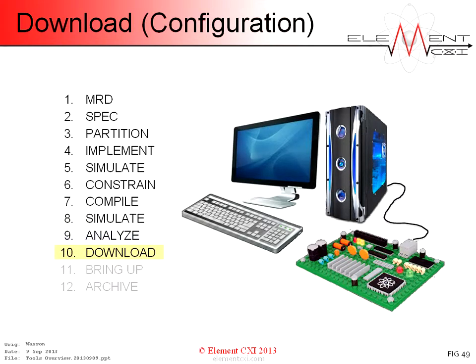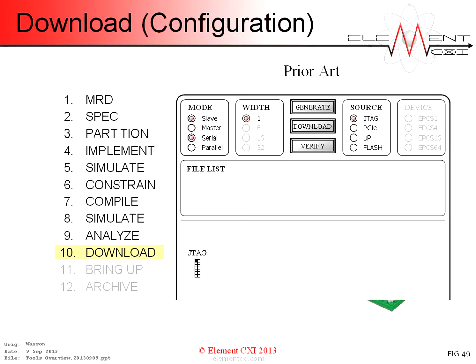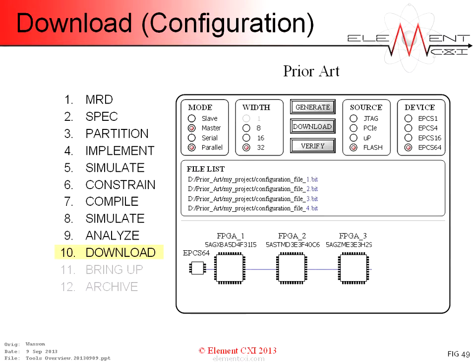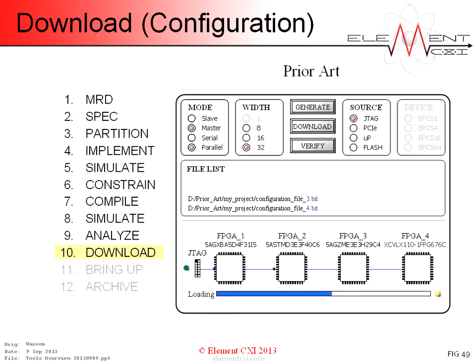Configuration is largely an automatic step, except for all the options. As this composite prior art download screen suggests, choices must be made for configuration modes, slave versus master, serial versus parallel, parallel bit width, and load source and device type. After generation of individual device configuration files, aggregate configuration files can also be created for multi-device chains. Now download is a simple button push, and wait for the green light. Optional readback is usually available to verify the download.